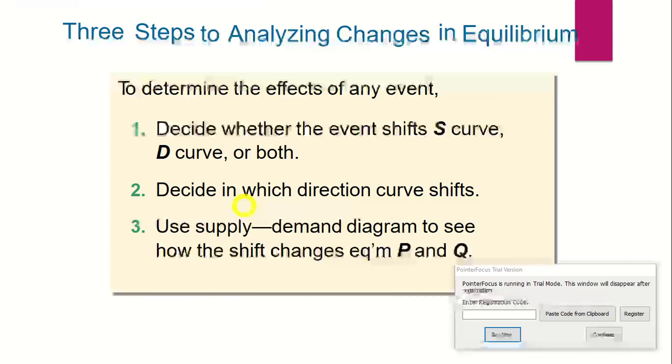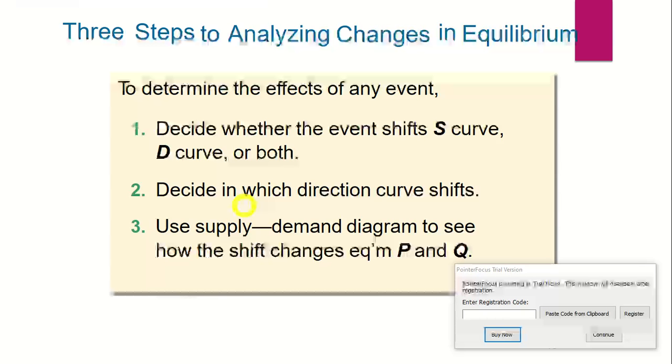Now come 3 steps to analyzing changes in equilibrium. To determine the effects of any event, step 1 is to decide whether the event shifts the supply curve, demand curve, or both. Step 1 requires knowing all the things that can shift demand and supply, like the non-price determinants of demand and supply. Second step is to decide in which direction the curve shifts.